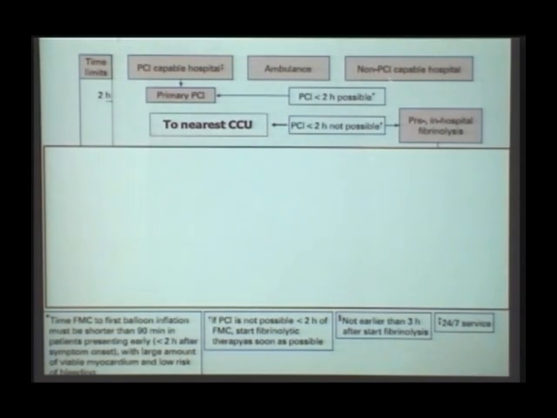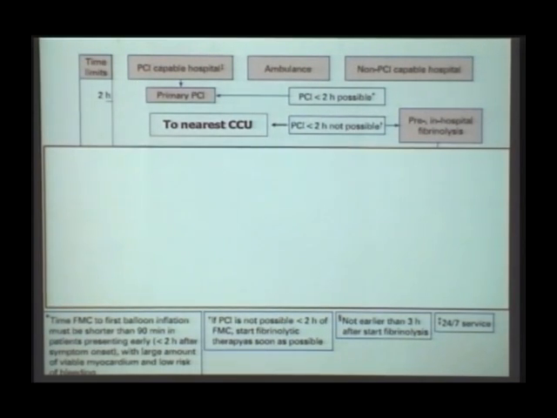If you are not a PCI capable hospital and you do not have a hospital in which you can do a PCI within 2 hours, you thrombolyze yourself. Do not refer to an institution where the patient has to travel for 4 hours and then takes another 4 hours for PCI, whereas you can thrombolyze within 30 minutes. So if there is going to be a delay for PCI, thrombolyze the patient. That is important.